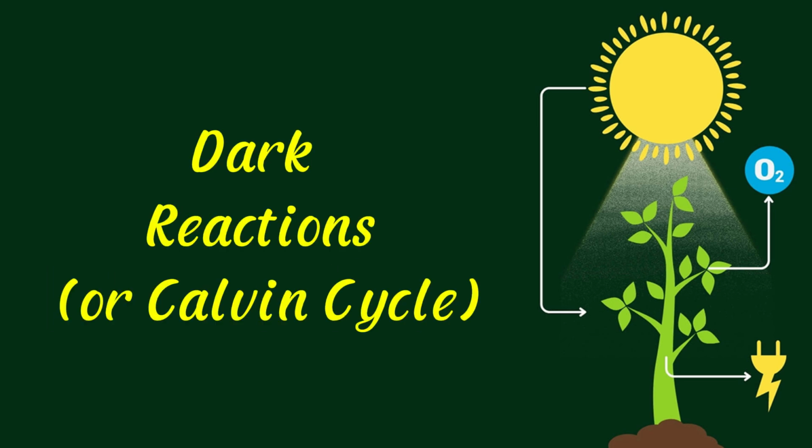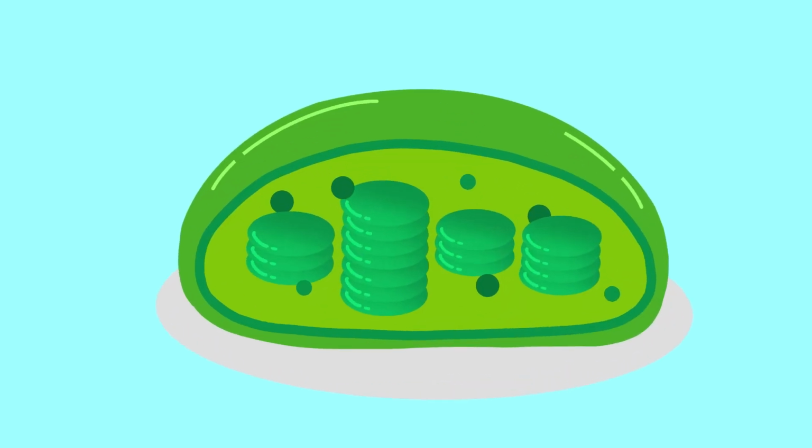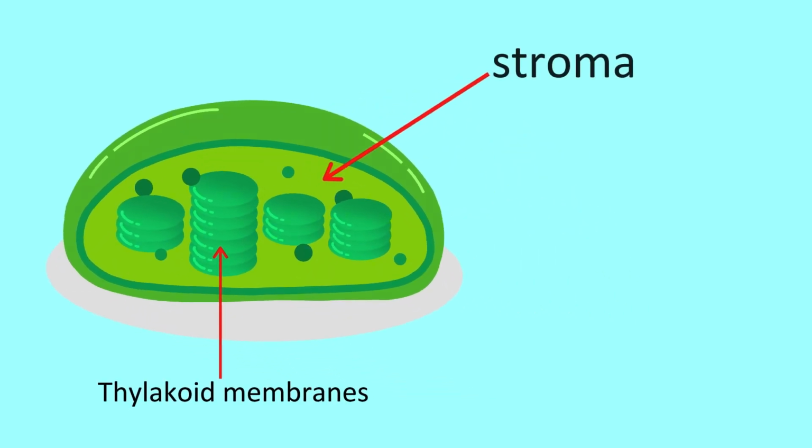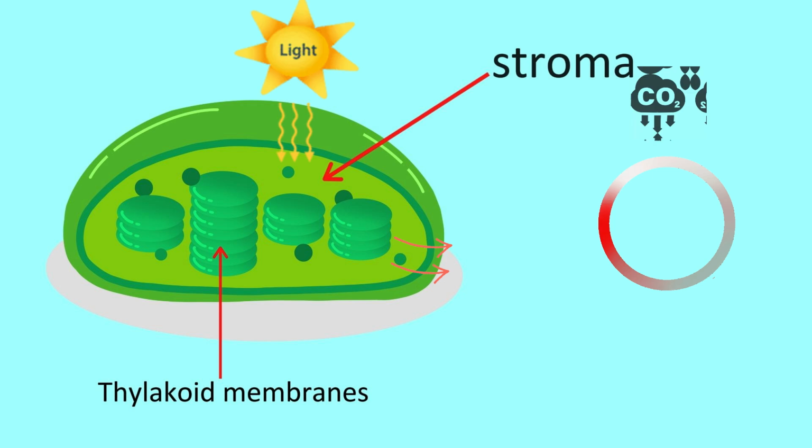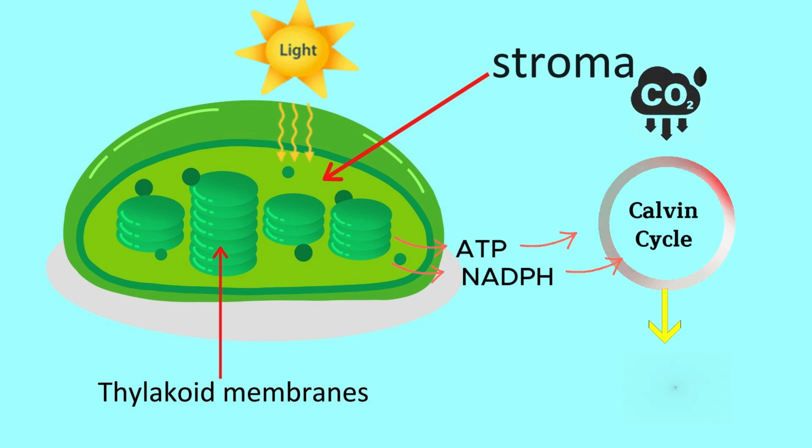Number 2. Dark reactions or Calvin cycle. These occur in the stroma of the chloroplast and use the ATP and NADPH from the light reactions to create sugars.